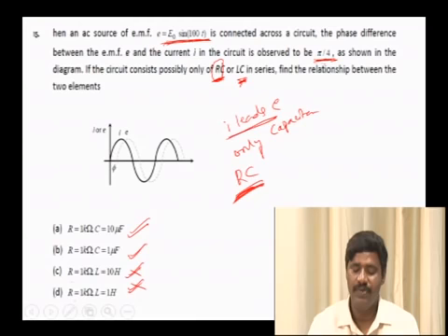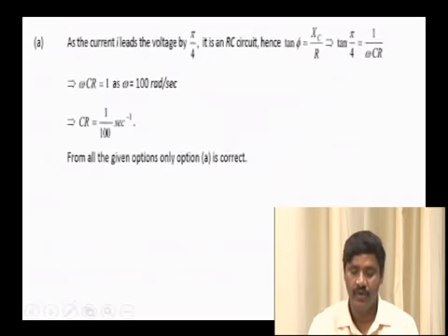So the RL options cannot be the answer. The only options left are these 2, RC combination option 1 and RC combination option 2. We have to choose between the first and second. How is it done? Just look at the explanation.